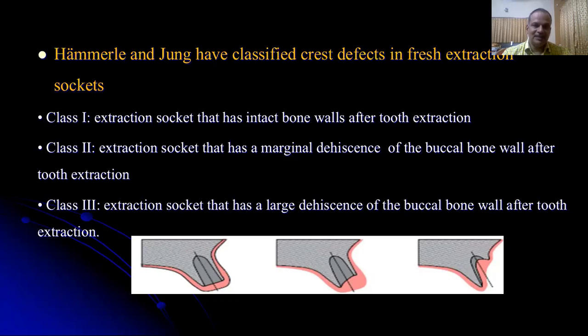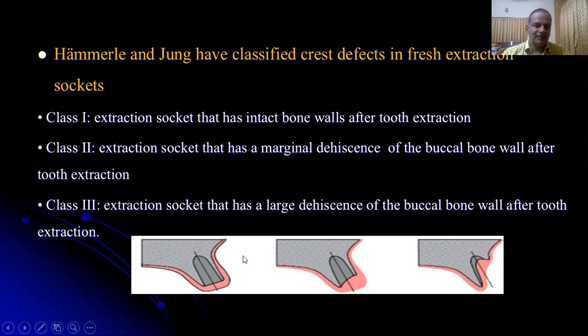Whereas staged implant placement happens after about 4 to 6 months of extraction, which allows complete healing of the socket, and the implants are placed in healed bone and soft tissues. So in class 1 and class 2 defects, where there is intact bone wall or a marginal dehiscence of the buccal bone wall, immediate or delayed implant placement can be done. Whereas in a large dehiscence of the buccal wall, staged implant placement is more preferable.